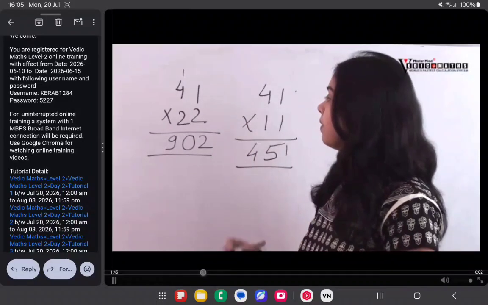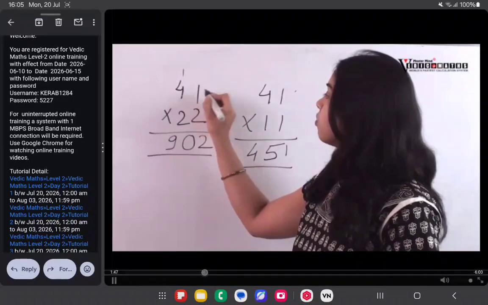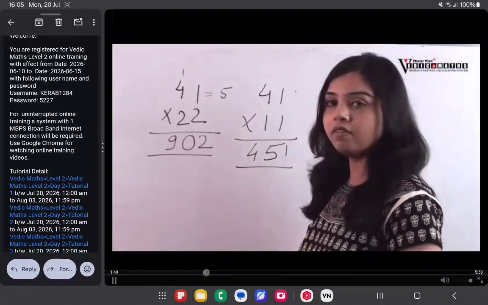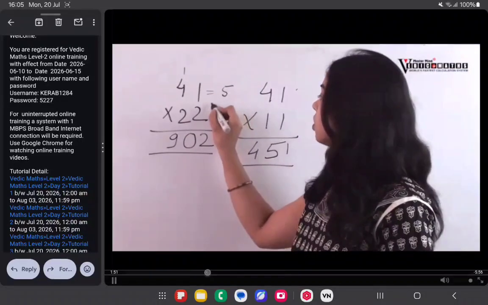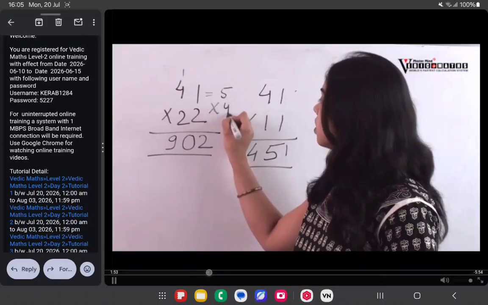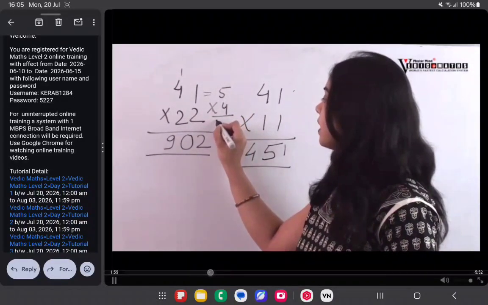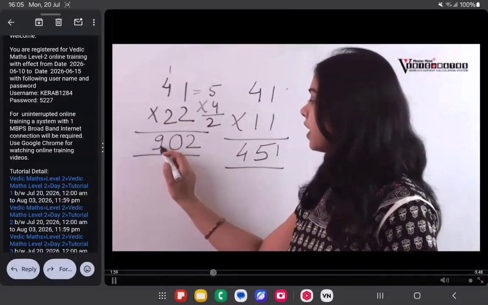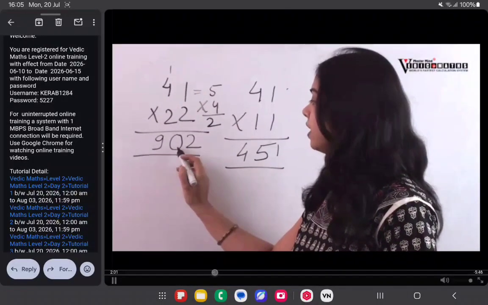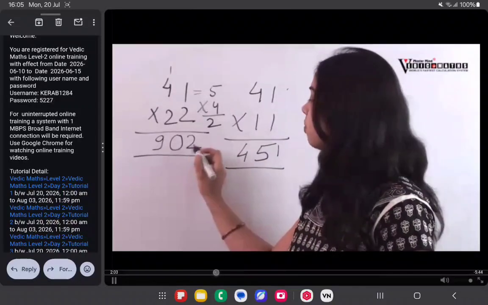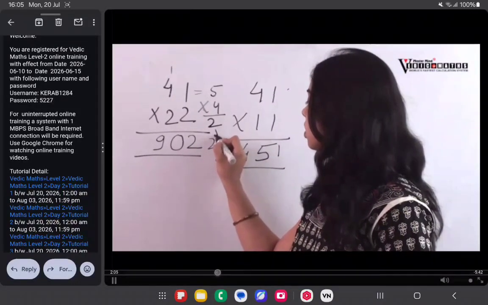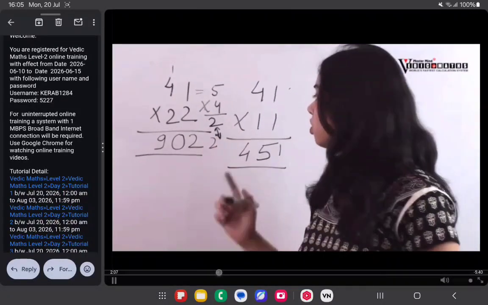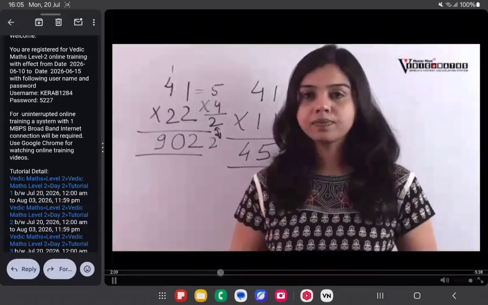Let's check this question by Navanga. That is 4 plus 1, 5. 2 plus 2, 4. 5 into 4 is 20. That means 2 plus 0 is 2. Here we can ignore 9 and 0. So 0 plus 2 is 2. It shows our answer is correct.